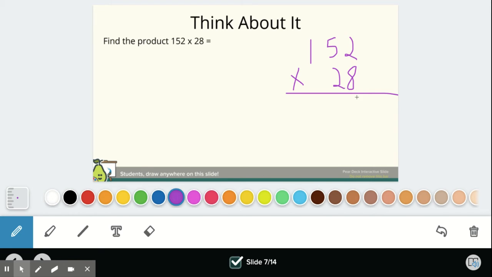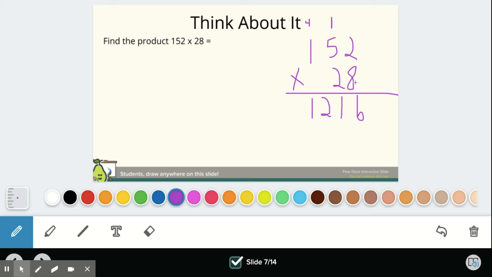So 8 times 2 is 16. So this is going to be, I could only put the 6 there, so I need to regroup the 1. And so I'm going to put the 1 right up here. 8 times 5 is 40. And then I'm going to add this 1. So this is 41. But now I do got to regroup the 4 right over here. 8 times 1 is 8 plus 4 is 12.